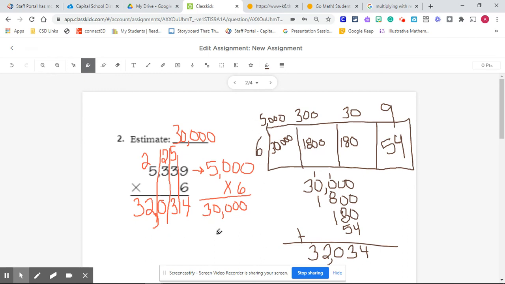Remember, good mathematicians always check their work. So Ms. Gonda showed you 2 different ways that I've checked my work. I've done an estimate to see if my answer is reasonable, and then I used my second strategy of that box model to prove that my answer was correct.